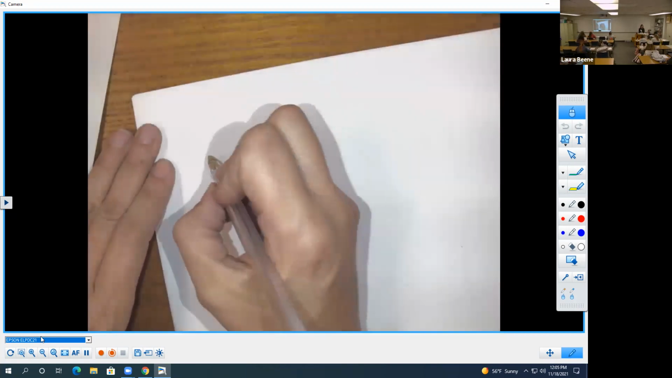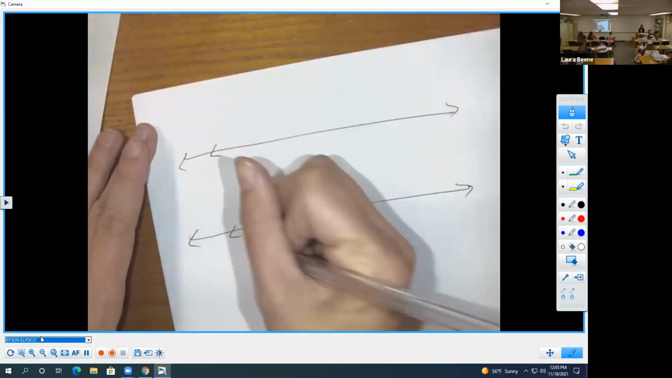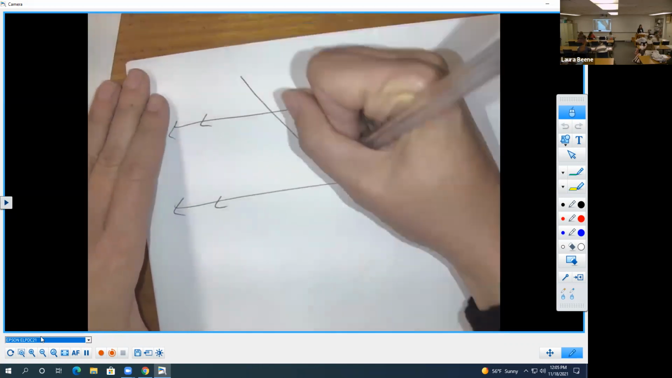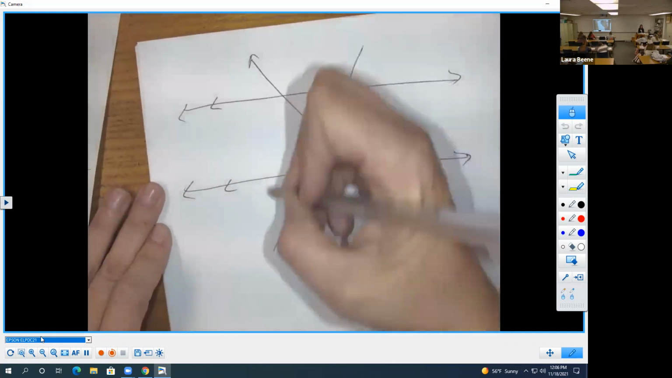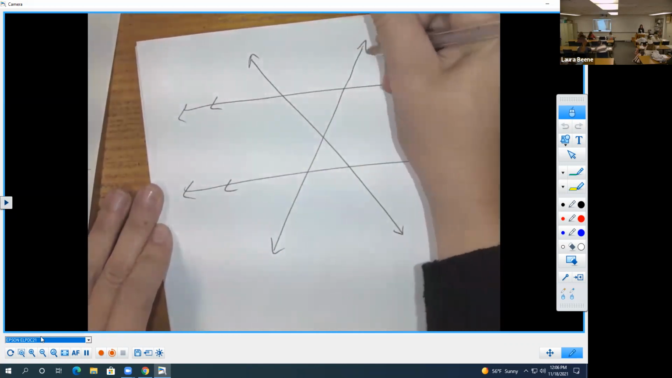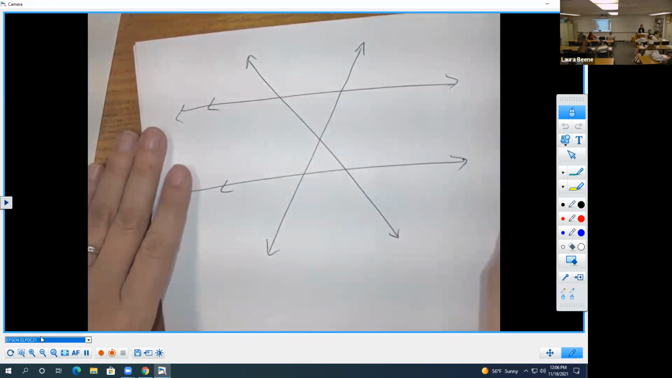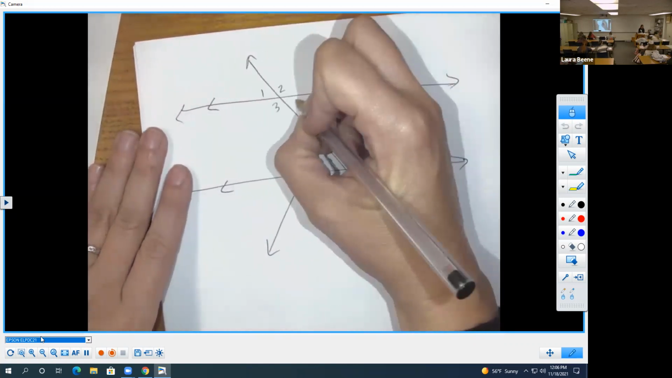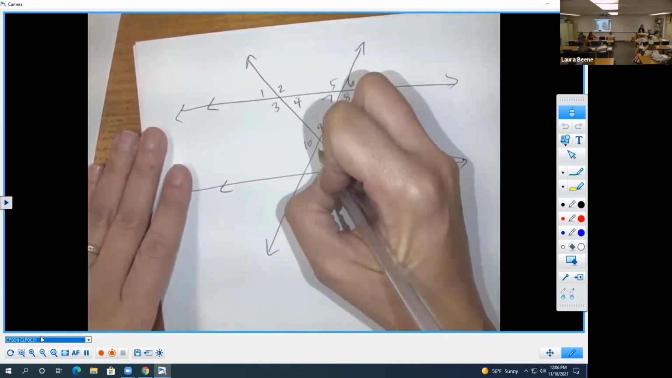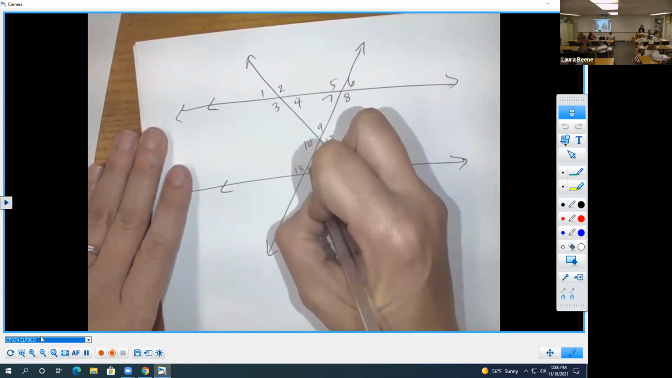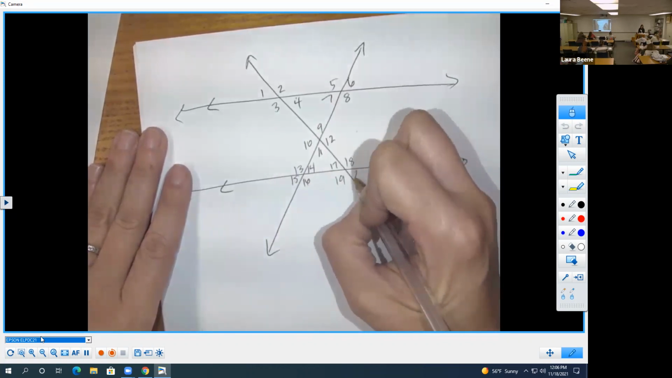So you got 2 parallel lines. These are the parallel ones. And then you have 2 transversals and they make an X. So they look like that. You got a whole bunch of angles here, right? Let's number them so that we can all kind of have the same picture. 1, 2, 3, 4, 5, 6, 7, 8, 9, 10, 11, 12, 13, 14, 15, 16, 17, 18, 19, 20 different angles here.